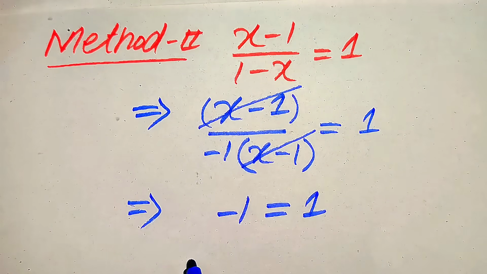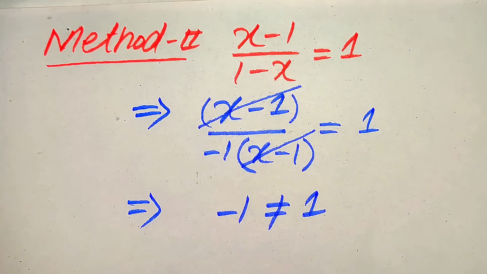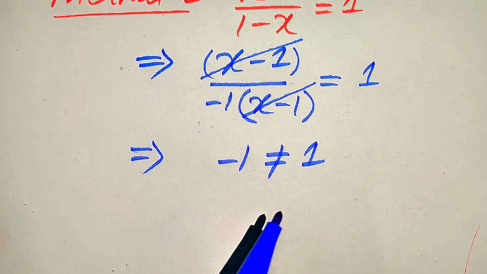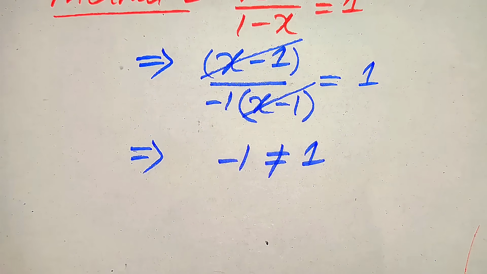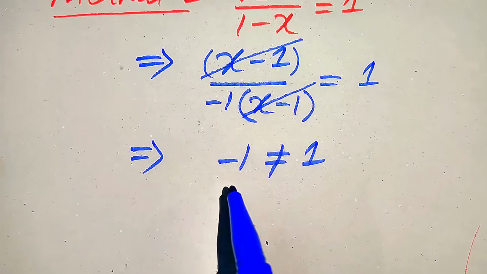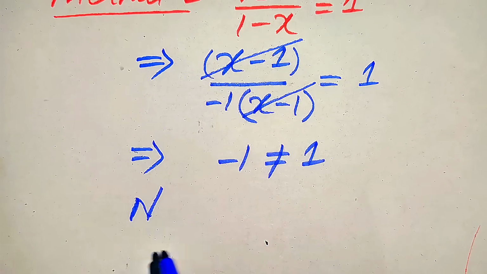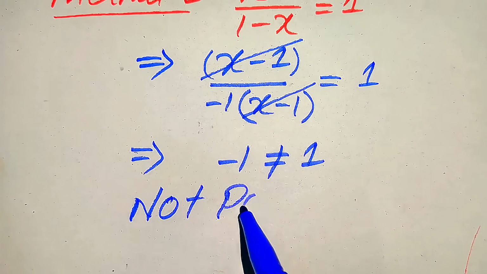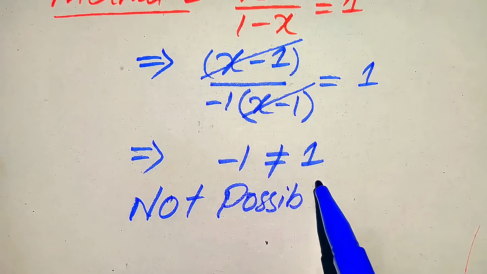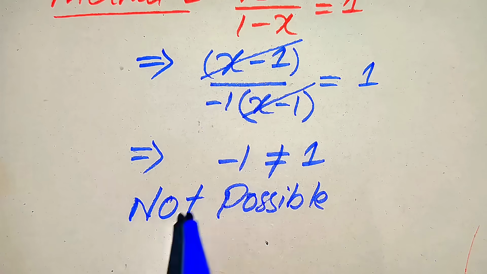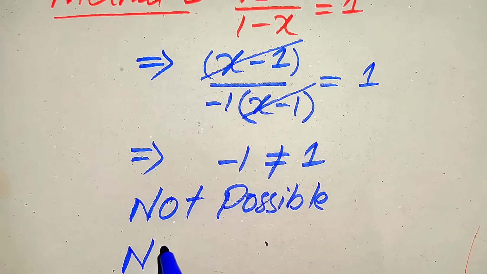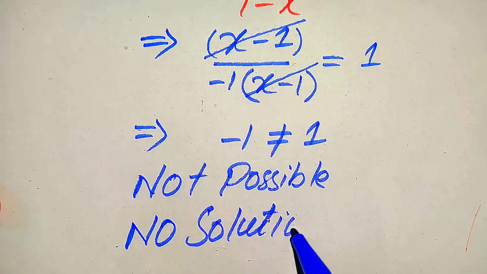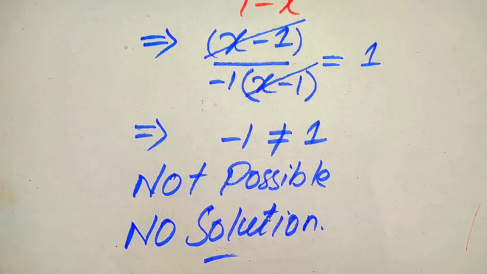So here you clearly see that minus 1 is not equal to plus 1. So this shows that our given equation has no value of x, or our given equation has no solution. So minus 1 is equal to 1 is not a possible case. This is not possible. So if this is not possible, it means that our given equation has no solution. Okay, so you see here in the second method you again get the answer: no solution.